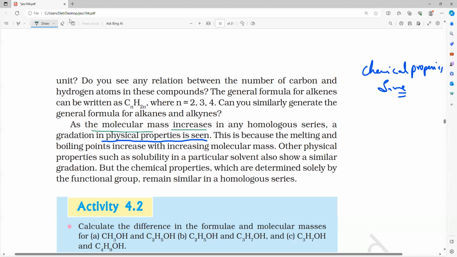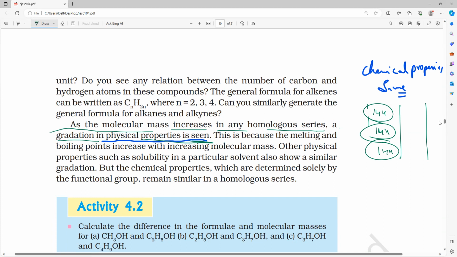As the molecular mass increases in any homologous series, how many units does it increase from one to the next? 14 U. Keep going down, whether alkanes, alkenes, or alkynes, everywhere it will increase by 14 U from one compound to another. In a homologous series, a gradation in physical properties is seen. What do you mean by gradation? Anybody?